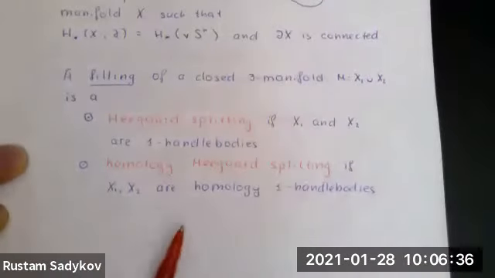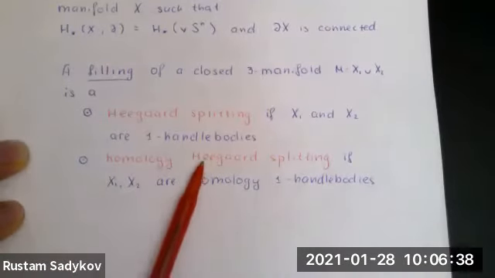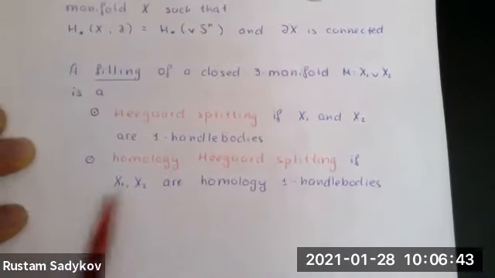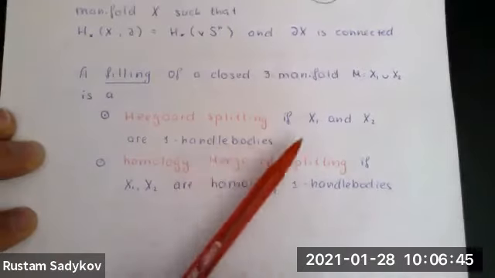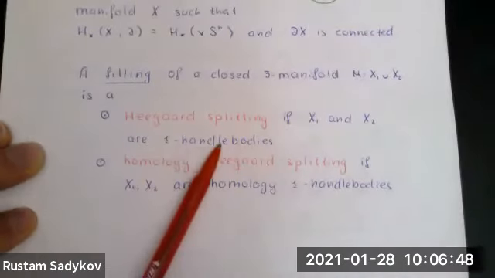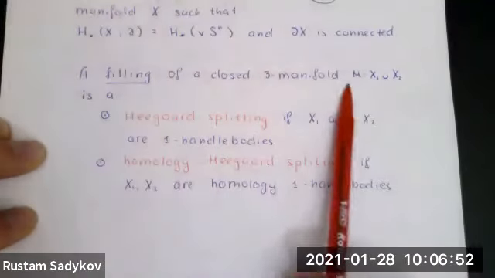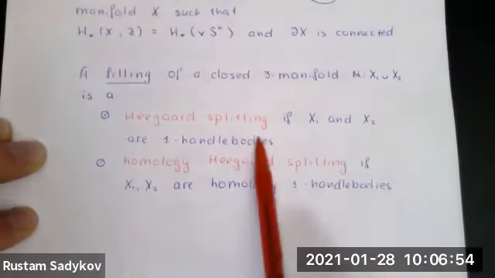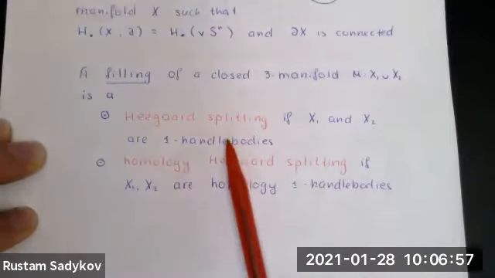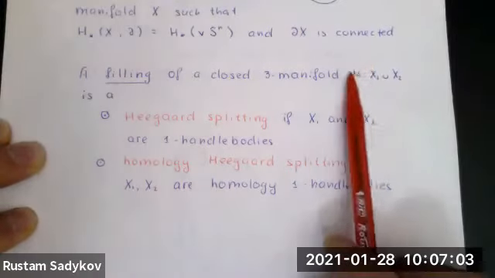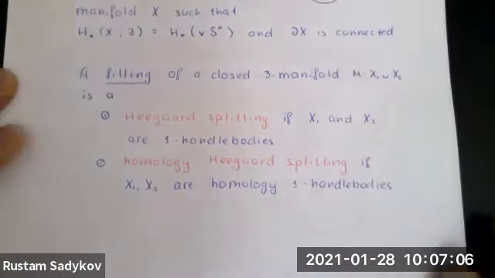And now we have Heegaard decompositions and homology Heegaard decompositions, or splittings. A filling of a three manifold is a Heegaard splitting if X1 and X2 are one-handlebodies. This is just the standard definition of Heegaard decomposition: we take a manifold and decompose it into the union of two one-handlebodies. And a filling is a homology Heegaard splitting if X1 and X2 are homology one-handlebodies.